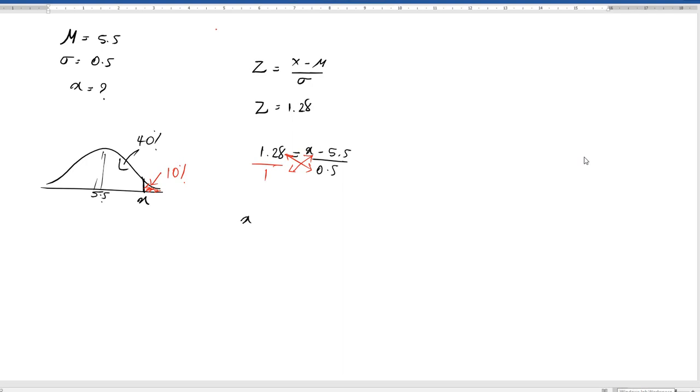So x minus 5.5 should be equal to 1.28 times 0.5. So x would be equal to 1.28 times 0.5, and when I bring this value to the other side, it will change its sign, so plus 5.5. If you calculate this, you should get x equal to 6.14. So this x is 6.14.